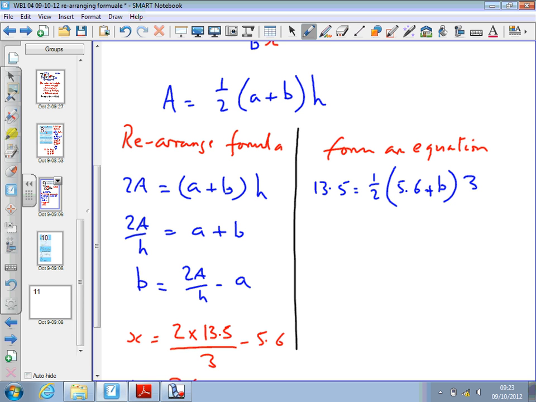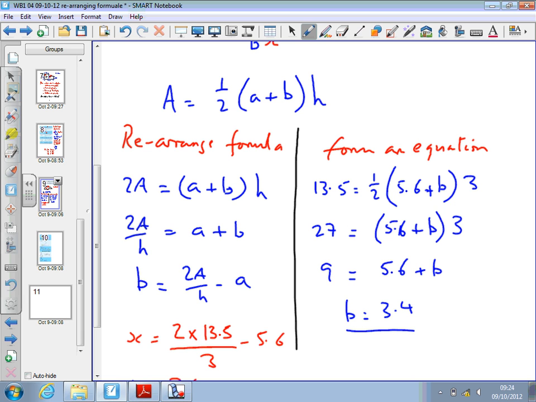And you do the similar sort of steps when you're solving it. I'd first of all multiply by 2 by getting rid of the half. So what's 2 times 13.5? 27 equals 5.6 plus b times 3. Then I would divide by 3. 27 divided by 3 is 9. Gets rid of that 3, so 5.6 plus b. And then finally subtract 5.6 from both sides, and I get b equals 3.4. Same answer, different approach.